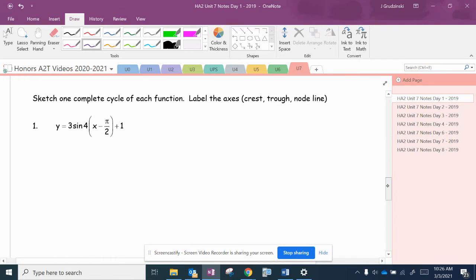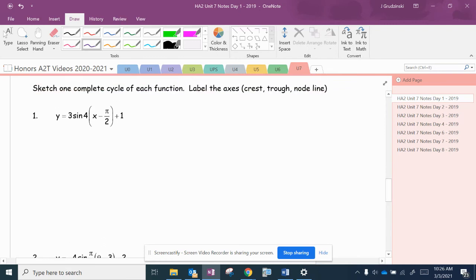So if we move on to the next page, we're going to practice sketching one cycle of each graph. So if we look here, we know that there's a lot of information to unpack. Now, in order to find where one cycle lives, we know that in the parent function, one cycle lives between 0 and 2 pi. And I know we're in radians because of this pi over 2. Now, in the normal function, there would just be x in here. There would be nothing else.